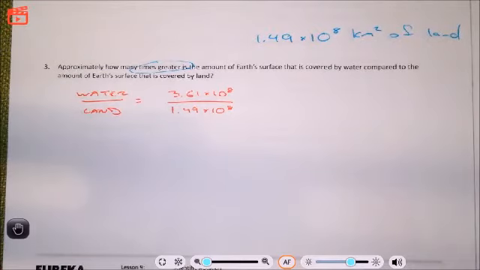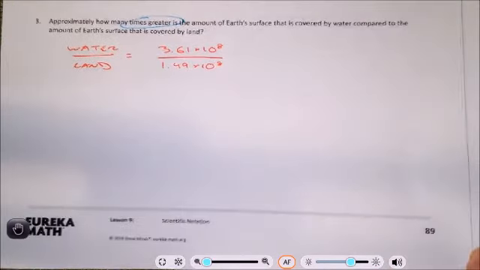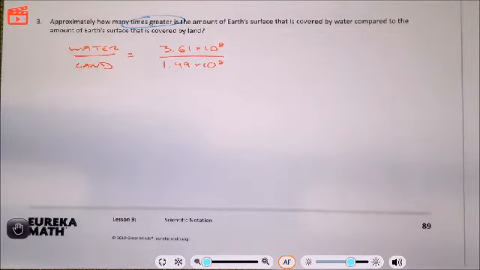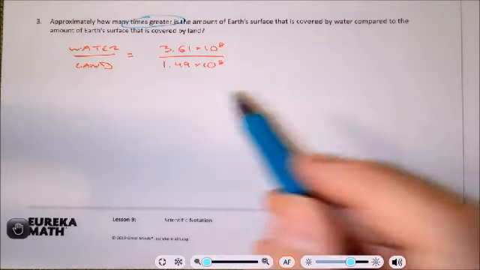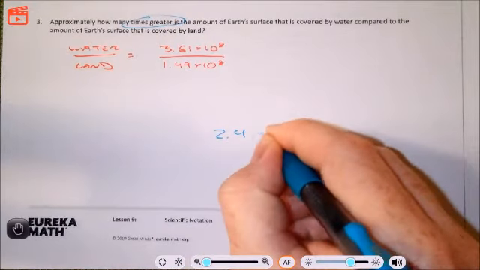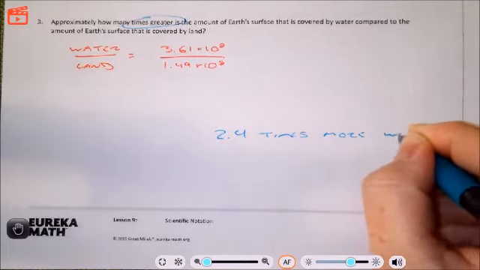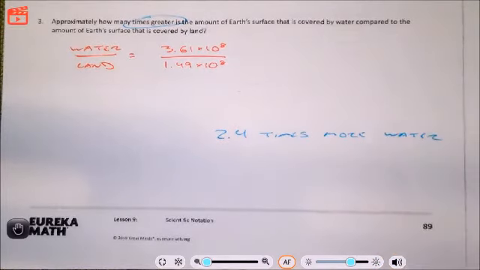We did practice division in the exercises. Go back and look if you need a reminder, and then try to solve the equation, and unpause the video when you're ready to check your work. Okay, after you did this division, you should have found that there is 2.4 times more water than land. There is more than twice as much water as there is land.